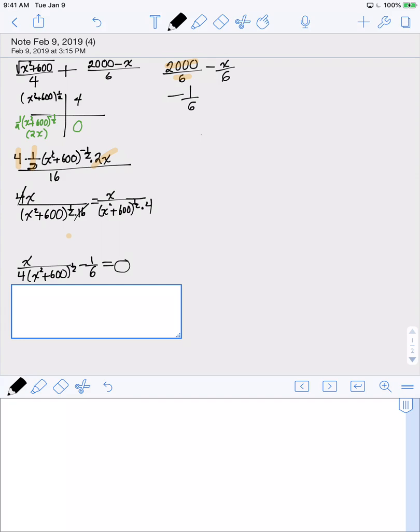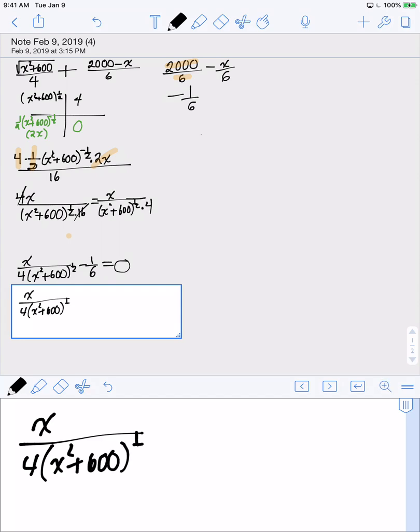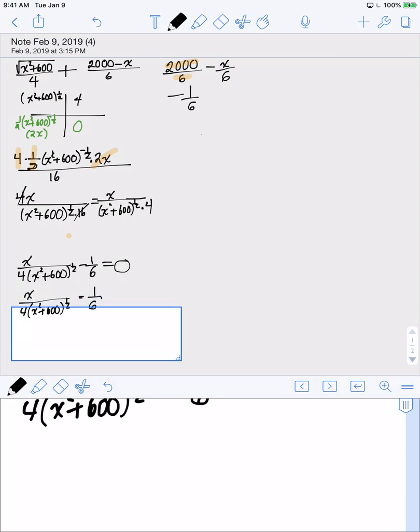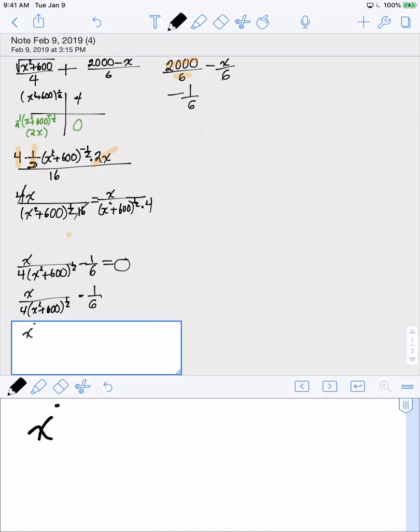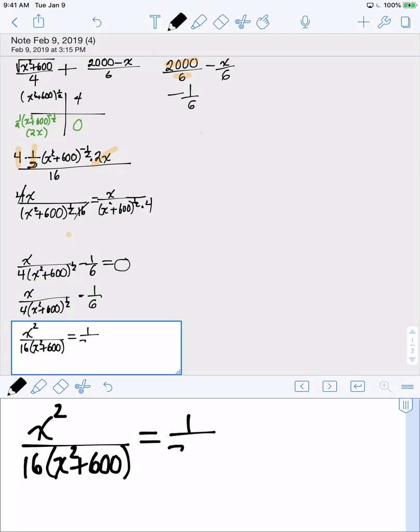So now we're back to algebra 1. x on one side, everything else on the other. So x over 4 times x squared plus 600 to the 1/2 power equals positive 1/6. I need to get rid of that square root, so I'm going to square both sides. So I end up with x squared over 16 times x squared plus 600, and that's going to equal 1 over 36.